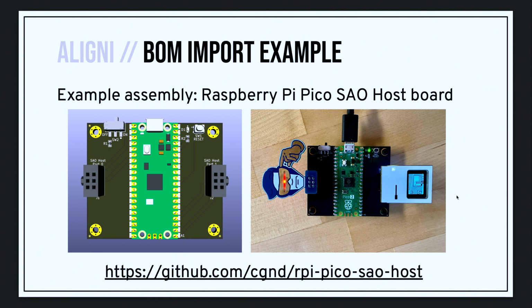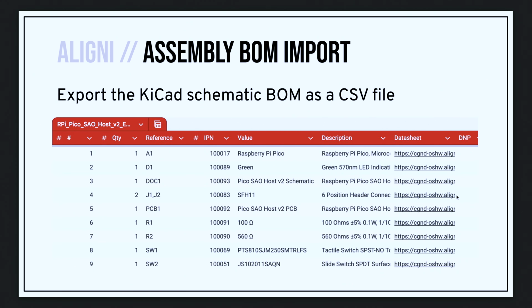build these boards. So this is just an example, kind of a simple design, one that I can fit the whole bill of materials on a slide here. So you can kind of see there's your basic bill of materials export from KiCad. The main thing to note is that it has an IPN column, and all of those part numbers are the same part numbers for the parts in Aligni.